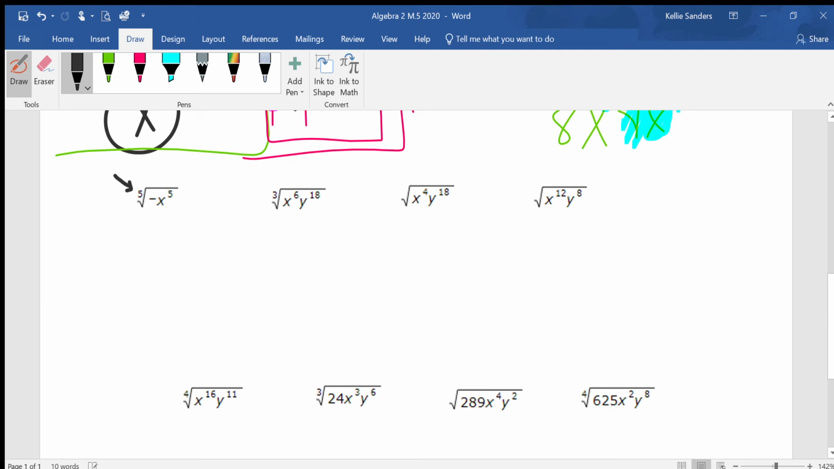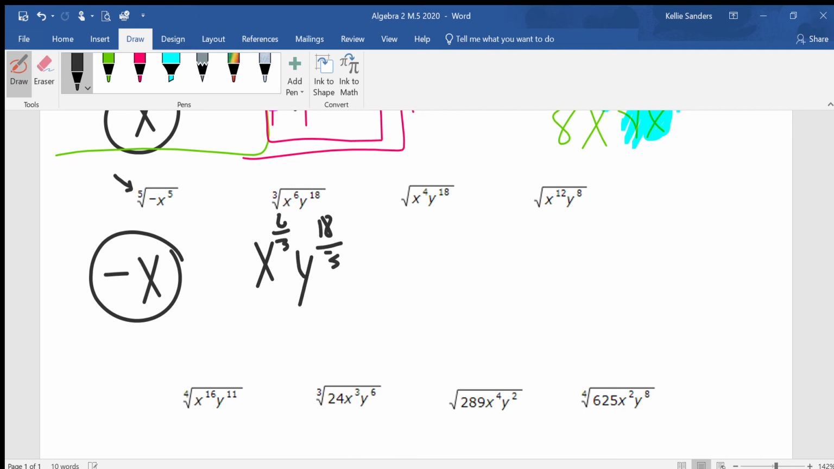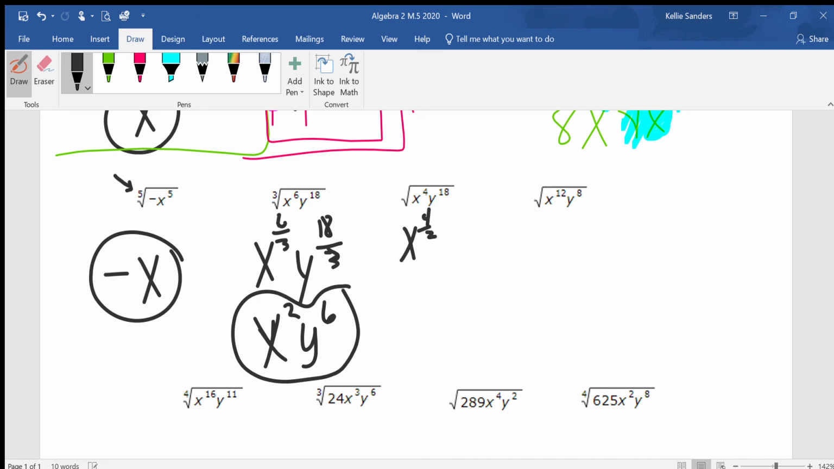This is odd, so our answer is going to be negative because there's a negative on the inside. And 5 over 5 is 1, so our answer is going to be negative x. This is 6 over 3. This is 18 over 3. That's 2. That's 6. Since our 3 is odd, it doesn't matter. 4 over 2. 18 over 2. That's 2, and that's 9.